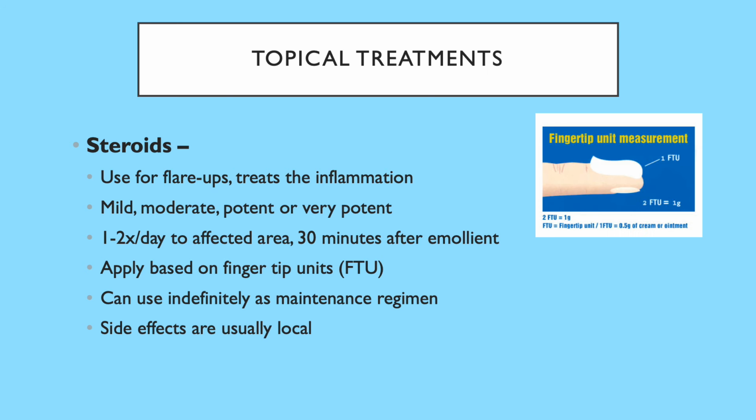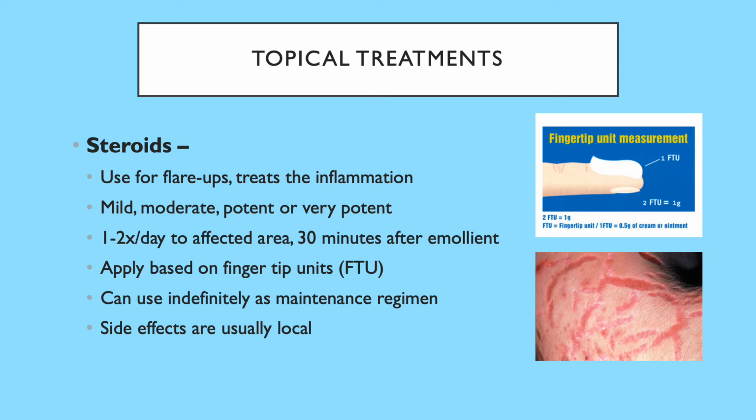Application is based on fingertip units. 1 fingertip unit is equivalent to about 500 milligrams and is sufficient to treat a skin area about twice that of a flat hand. Topical steroids can also be used indefinitely for maintenance treatment for areas prone to frequent flares. Side effects of steroids are usually local, such as thinning of the skin, permanent striae or acne. They can have systemic side effects as well, like Cushing's syndrome, but this is rare.